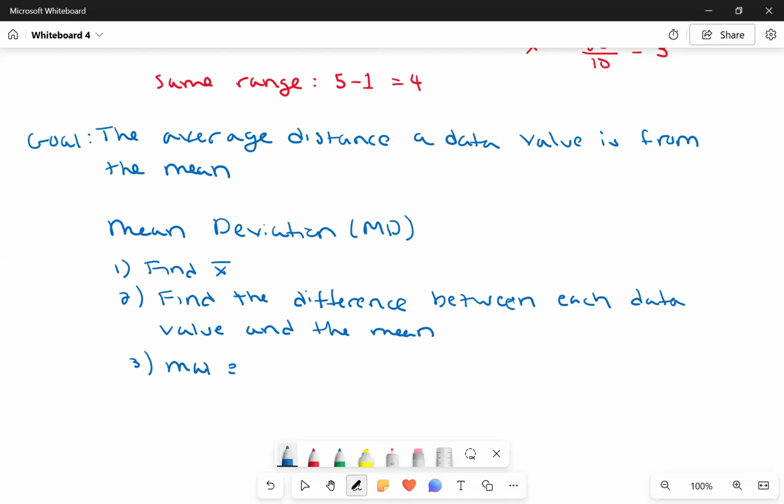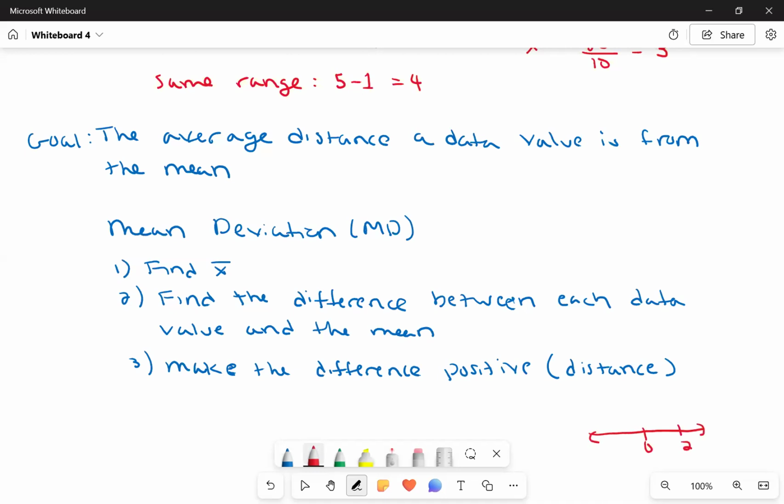Make the differences positive. So for every difference that we found, for a value that's smaller than the mean, instead of writing a negative, we're going to write a positive. What we're really finding is what is literally called the distance. On a number line, when you're talking about the distance a data value is from some value, like from 0, 2 happens to be the same distance from 0 as -2. They both have a distance of 2.